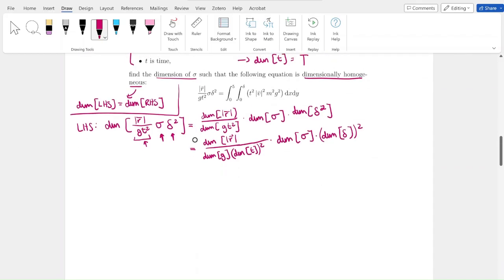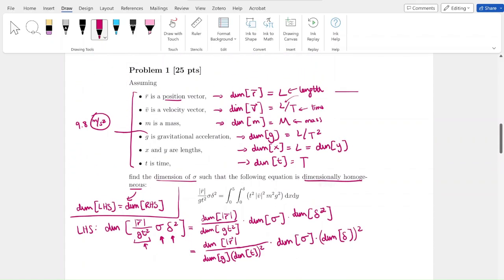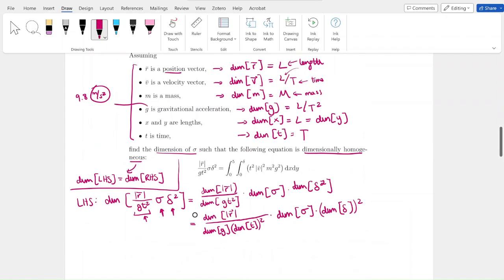So now we have an expression, and we know what these individual dimensions are, right? Because we found them from up here. So we can see that the dimension of the magnitude of r, knowing that r is a position vector, is going to be length. So we say this is L. The dimension of g, which we found here, is going to be length over time squared, times the dimension of t squared, which is just t squared, times the dimension of sigma, which we don't know, times the dimension of delta, which for now we don't know.